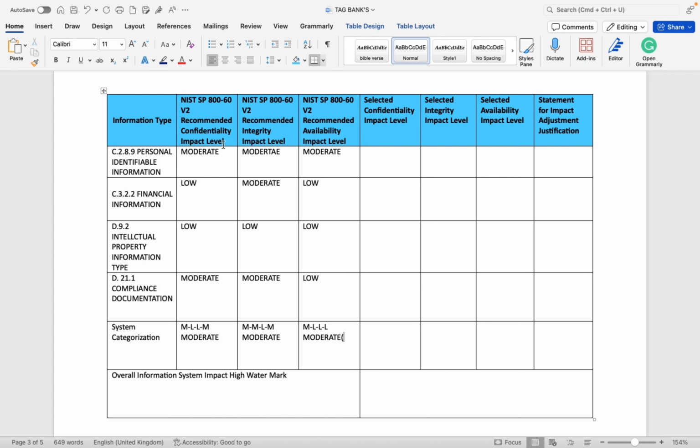Now, the next step in this process is to review these provisional impact levels, and we can do that by interviewing or talking with the system owners, because every organization is unique, and so there's a need to tailor it to our specific needs. The system owners are those who interact with these systems and information every day.